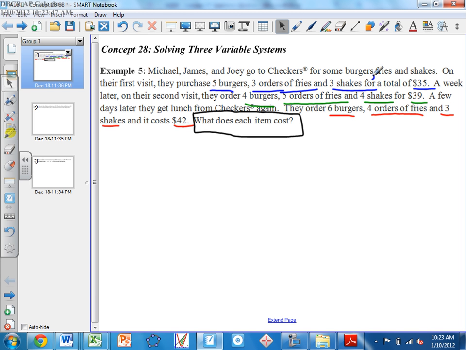The question being asked is, what does each item cost? So I want you to tell me what my variables are going to be for each one. I know I have 3 of them because they're 3 items.